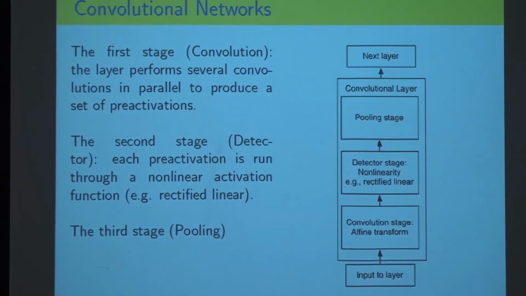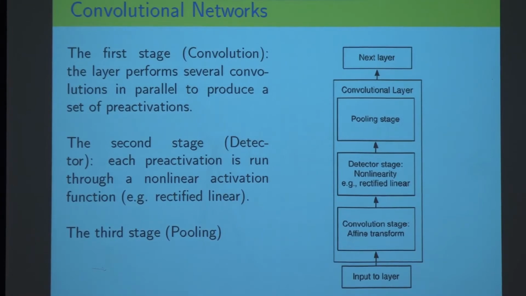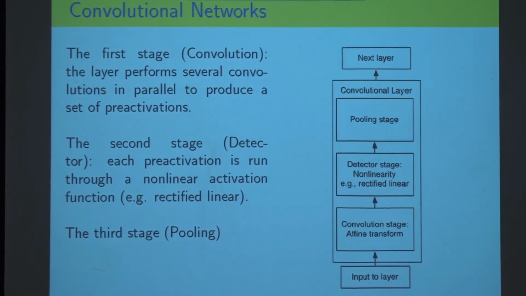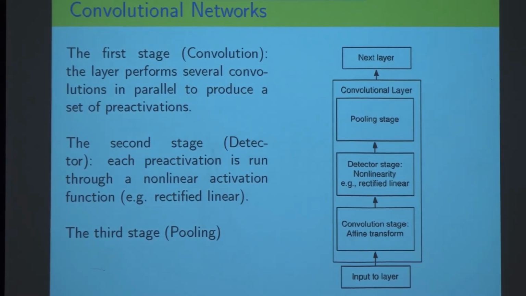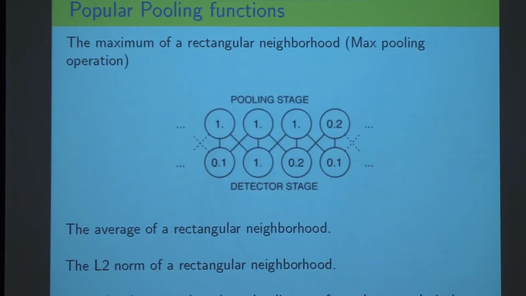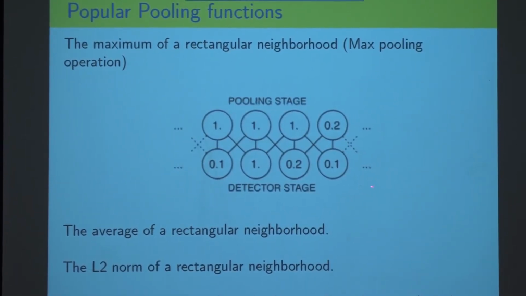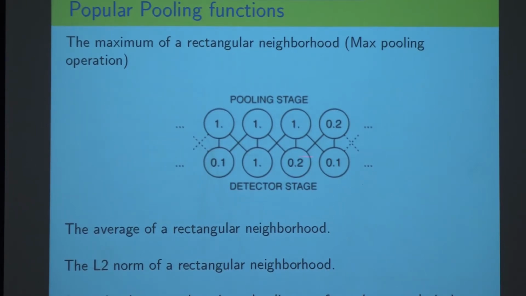And then the next stage would be the pooling stage. So a convolutional layer has 3 stages: convolution, detection, and now pooling. Okay? So what is pooling? Suppose this is the detector stage. Detector stage means that I applied the kernel to this input. I have this pre-activation value. Now I applied the nonlinearity to it. So this is Z now. Z is my detector stage, the output after applying nonlinearity.